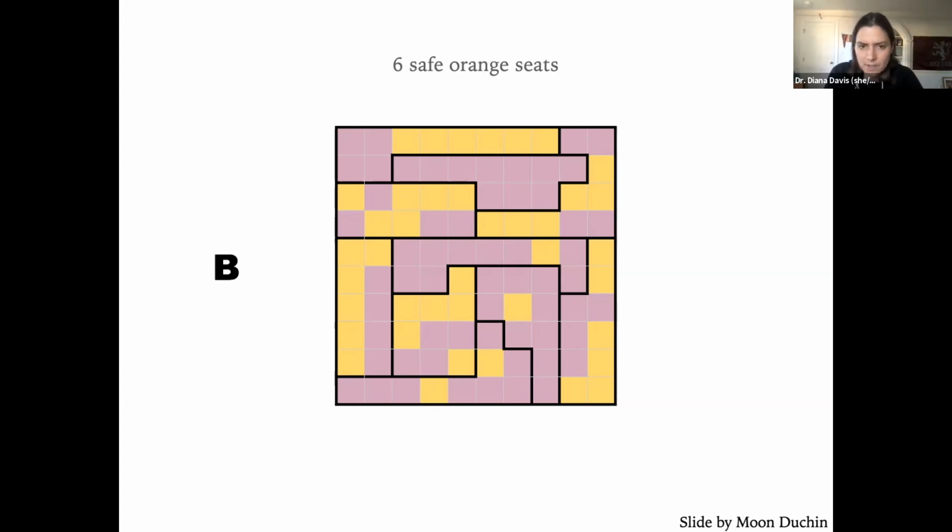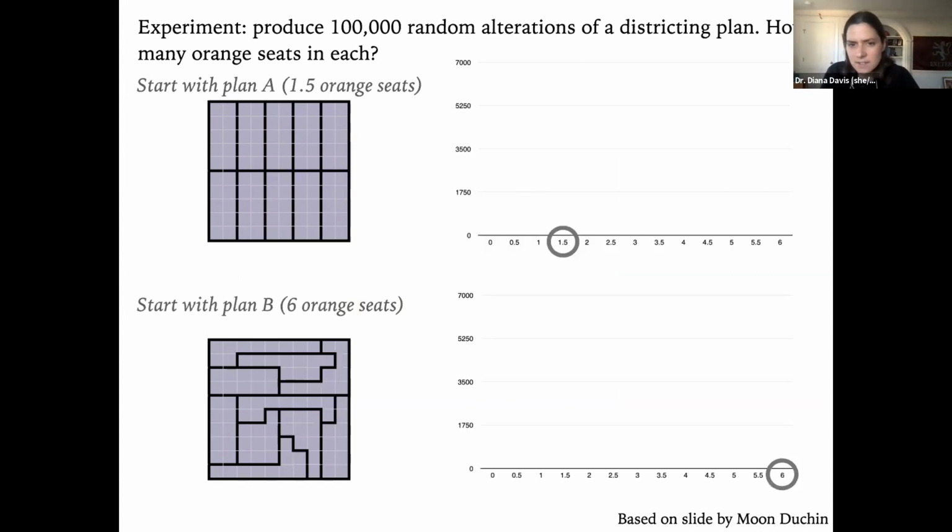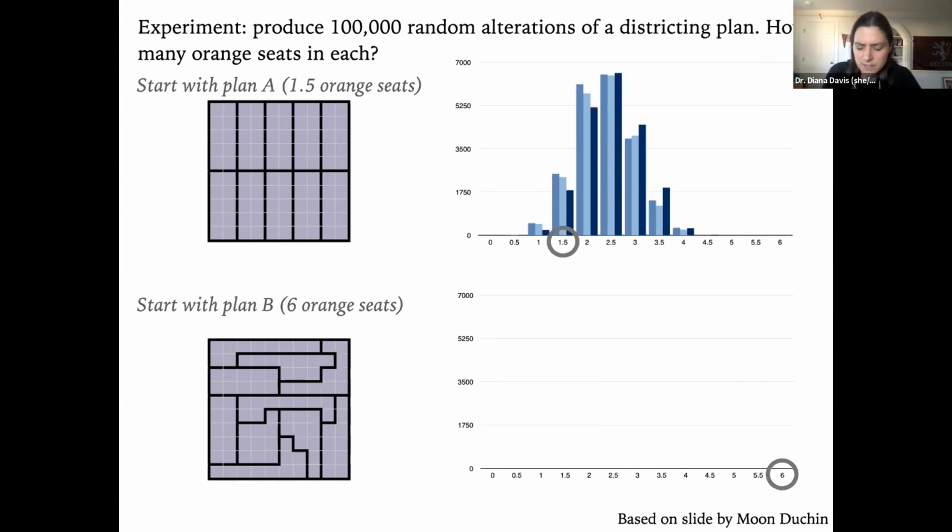So, okay, let's see. We start with plan A, and what we do is we make a histogram. So here's the possible numbers of seats that you could win, and we've marked how many they win. Orange wins on average 1.5, and over here, orange safely wins 6. So we start and we do this merge, split thing, and we see how many seats orange wins. There's the first run, 100,000 different possible districting plans. There's a second one. There's a third one. Those are each 100,000 plans. And what you can see is that one thing is it's pretty stable. Every run is kind of the same.